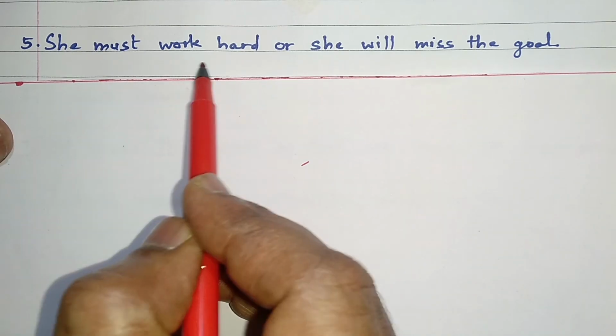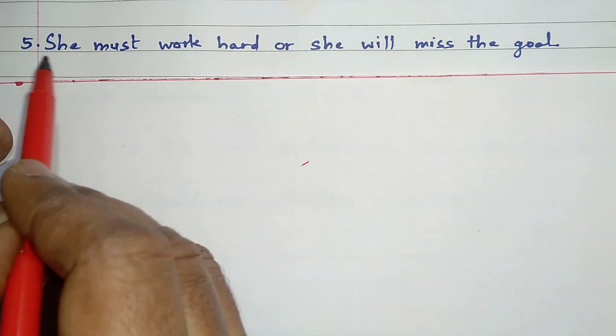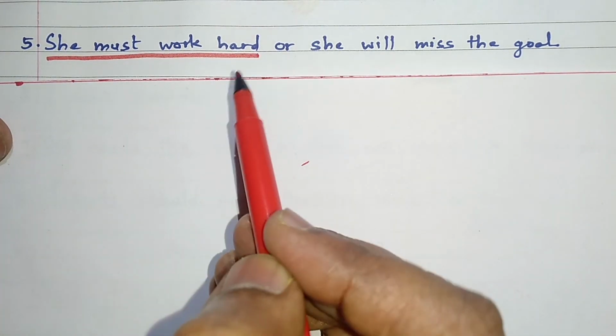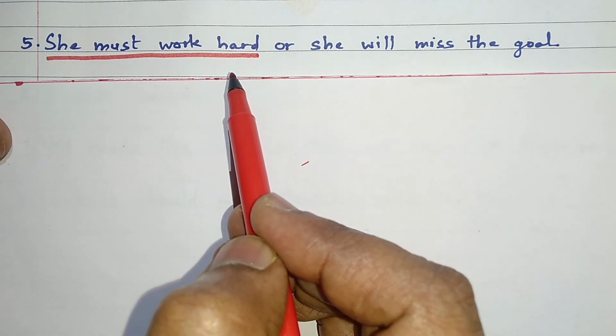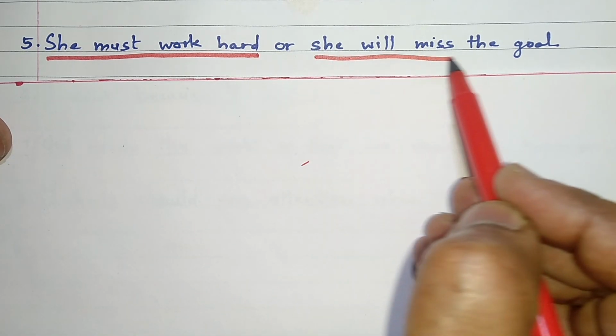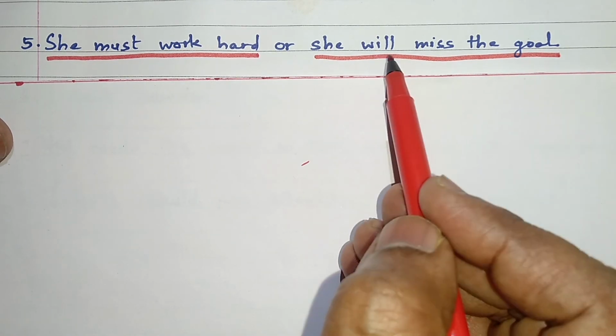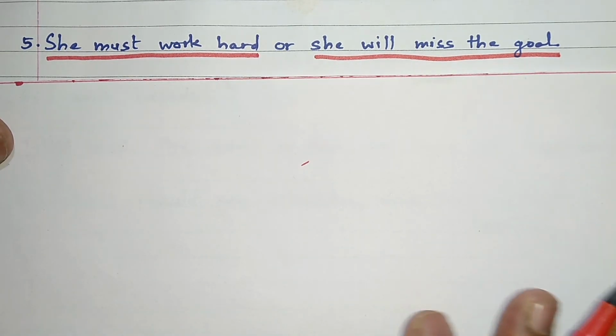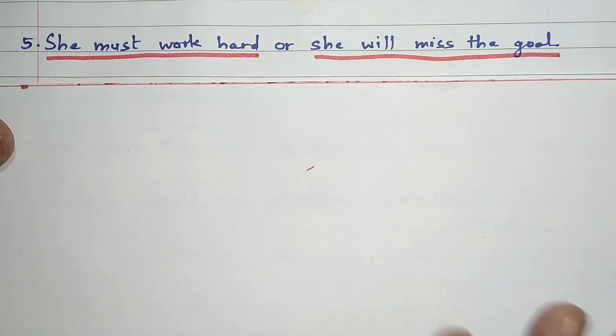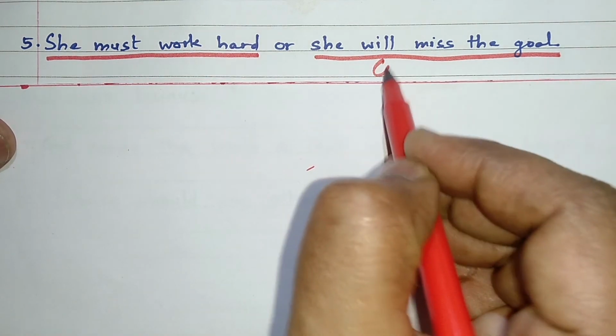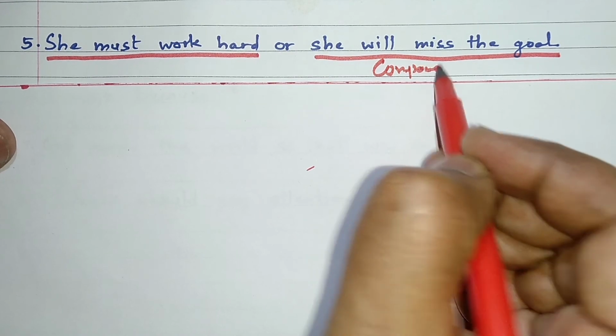She must work hard or she will miss the goal. She must work hard is one independent clause. She will miss the goal is another independent clause. Both the clauses are independent of each other. They don't depend on each other. So therefore, this is a compound sentence.